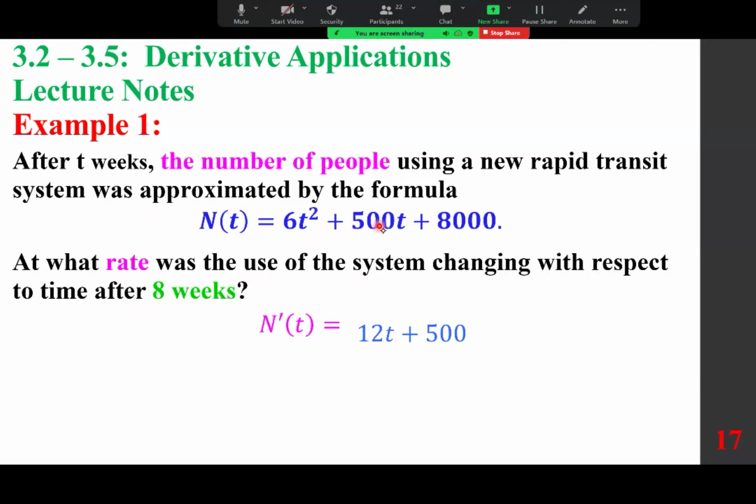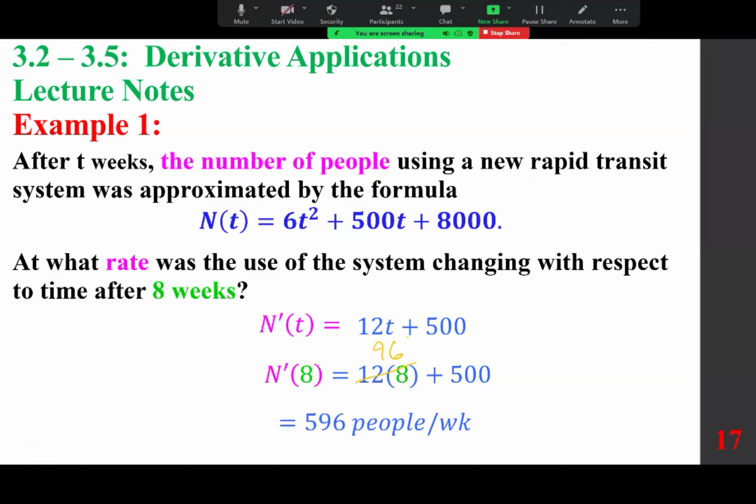12t plus 500. Replace the t with the given number 8. 12 times 8, 96, and 500 is 596 people per week. Why is this people per week? If you look at the Leibniz's notation, dN dt, the change in N, the number of people, over the change in time in weeks. What does it mean?